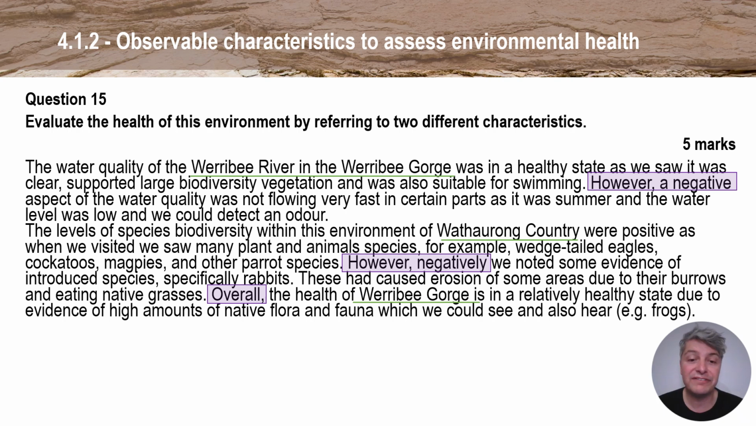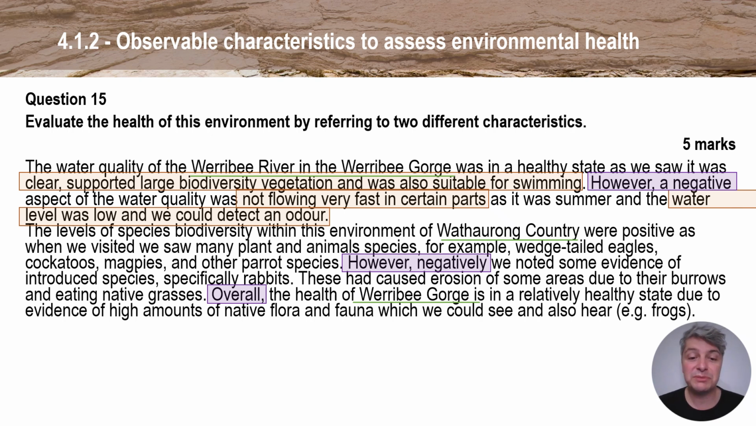Right, let's look at why else this is a good answer. Look at those specific site references. So yes, Wathaurong country, but we're referring to Werribee Gorge, and we're also referring to the Werribee River. Okay, let's have a look at my answer. I'm going to start with water quality. I'm going to say it's in a healthy state. Why? Because the water was clear and supported large biodiversity of vegetation. It was also suitable for swimming. However, a negative is that the water wasn't flowing very fast in certain parts as it was summer, and the water level was quite low, and we could detect an odour in some areas. So there's my evaluation, talking about the positives and negatives of the water quality at the Werribee River in the Werribee Gorge.